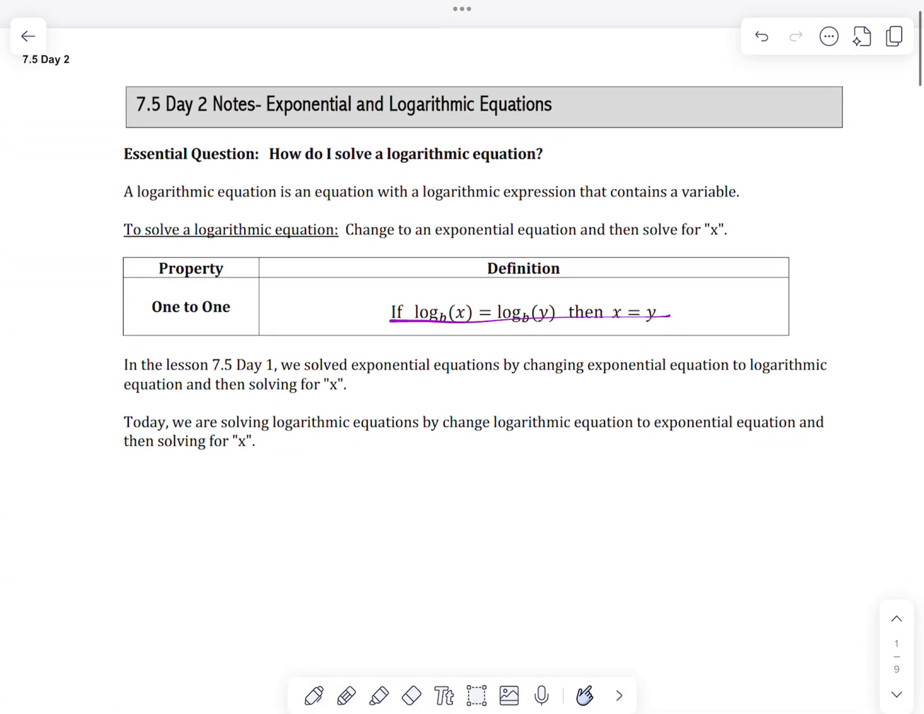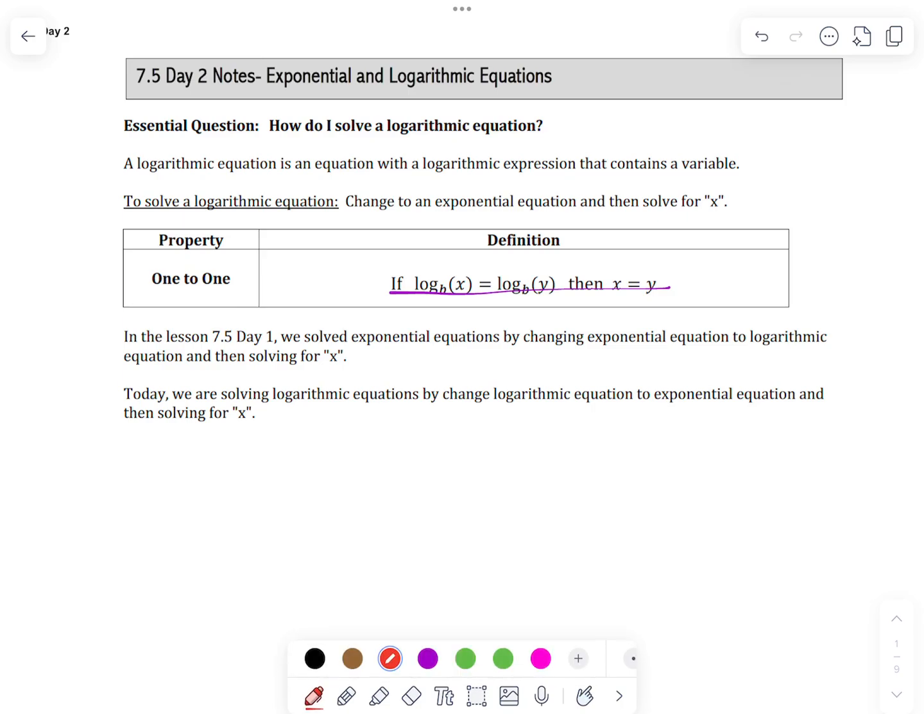So again, what we have done is we've changed to an exponential equation and then solved for x.